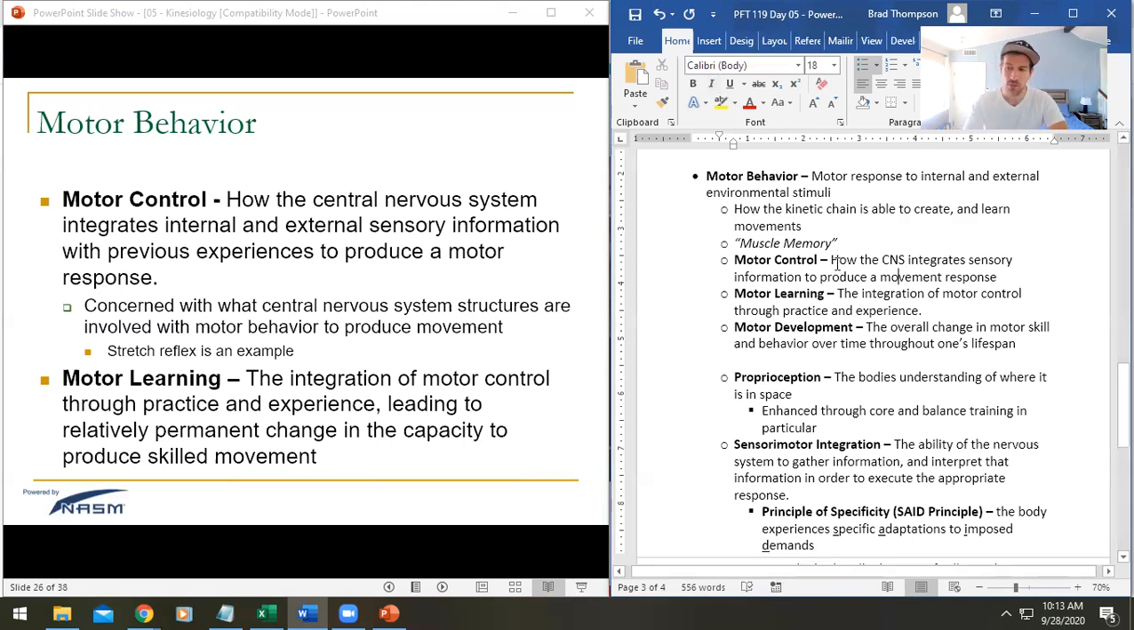So motor control is how the nervous system integrates that information to produce a response. It's how your central nervous system has information coming in and then it responds to it. Stretch reflexes, like I mentioned earlier, that stretch shortening cycle, is a really good example of motor control, right? Your nervous system is designed to go, whoa, that got stretched, and then contract in the opposite direction. So it controls your body that way. But you've also got motor learning, and motor learning is the integration of motor control through practice and through experience, doing it over and over and over again, continued exposure. So that leads to relatively permanent change.